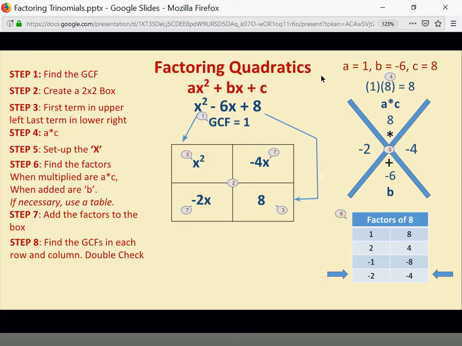Now, since this first item is a negative, you're going to use negative 2. All right. So x, negative 2.